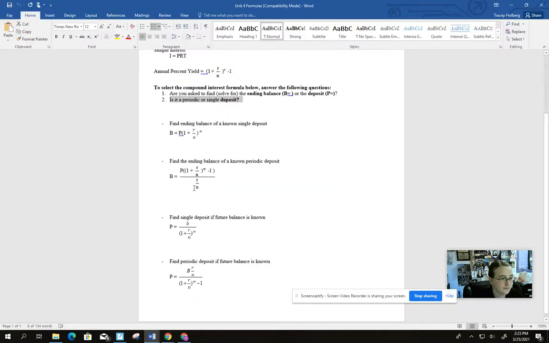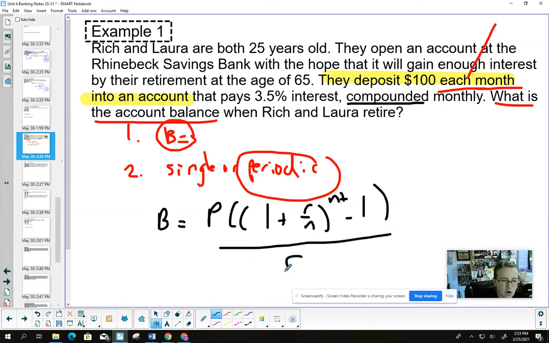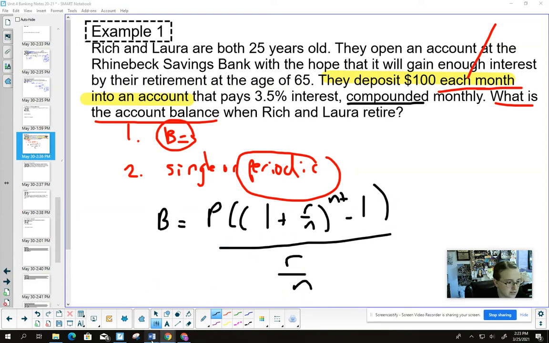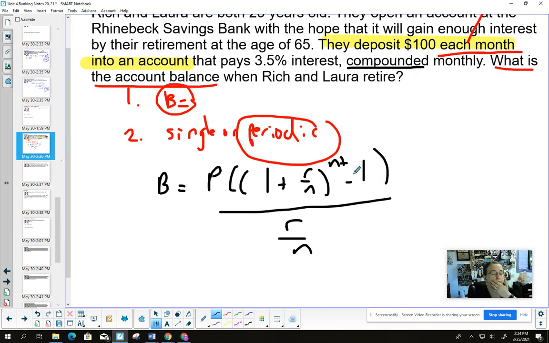So looking to our formula sheet, that is this formula. B equals, we want the ending balance, but it is a periodic deposit. So we're going to copy this formula over. Now I happen to have it memorized, I think. It's been a while, but I should know this. We've got B equals P double parenthesis 1 plus r over n to the nt minus 1 all over r over n. I think this is right. Yes. Okay, so take a moment to copy that down.